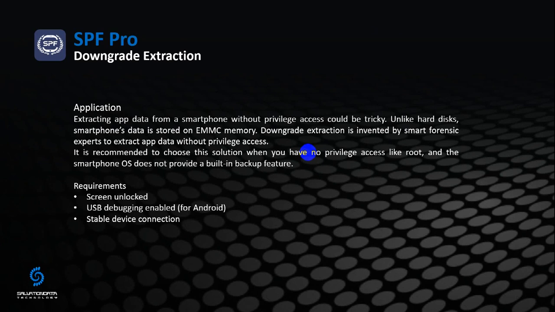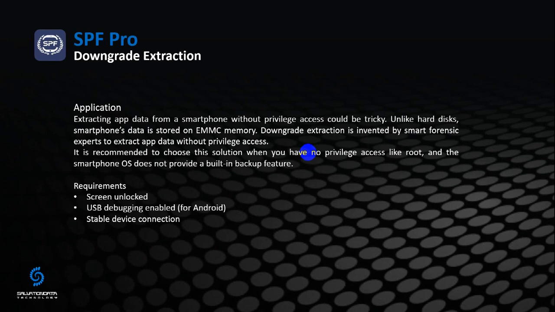In this SOP video, we'll teach you how to use SPF Pro's downgrade extraction feature to collect evidence data from third-party apps like WhatsApp without root access. If you're familiar with mobile forensics from Android devices, you'll know that third-party applications' data requires privileged access to extract.